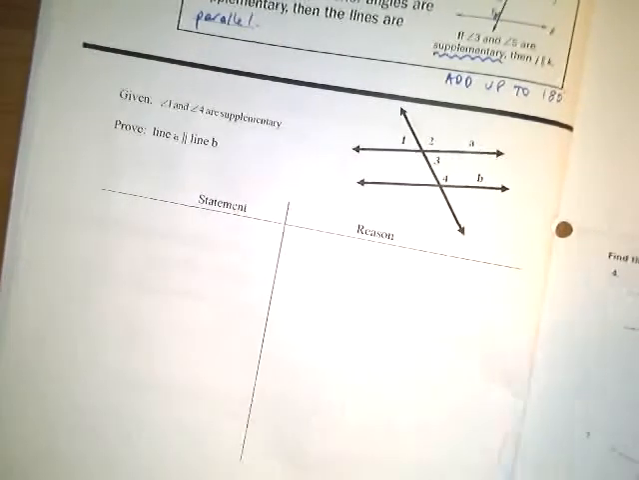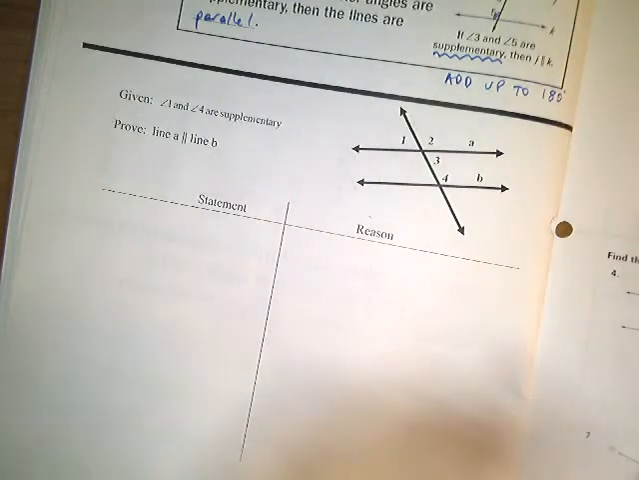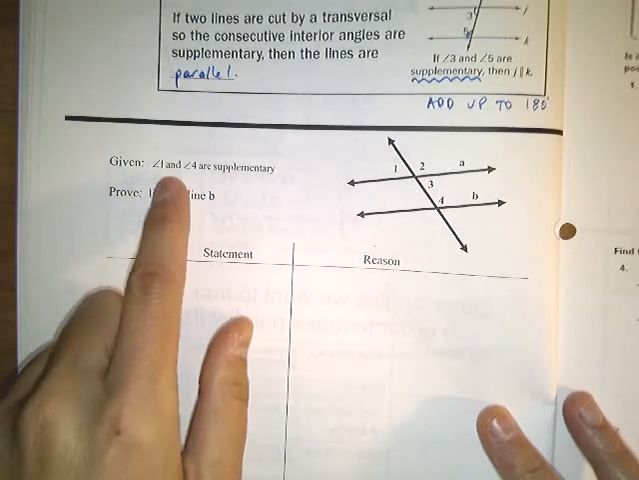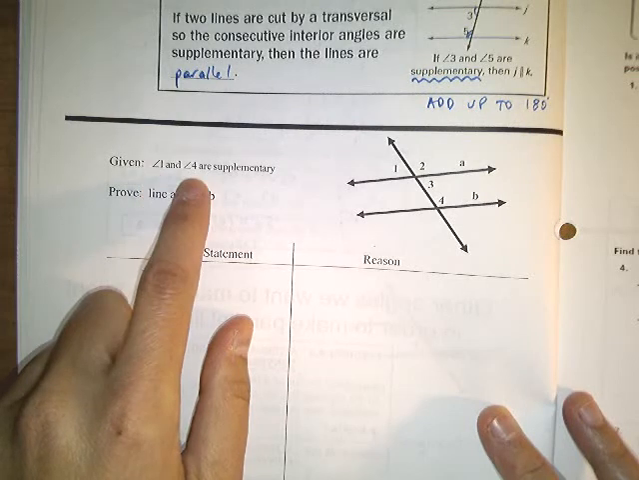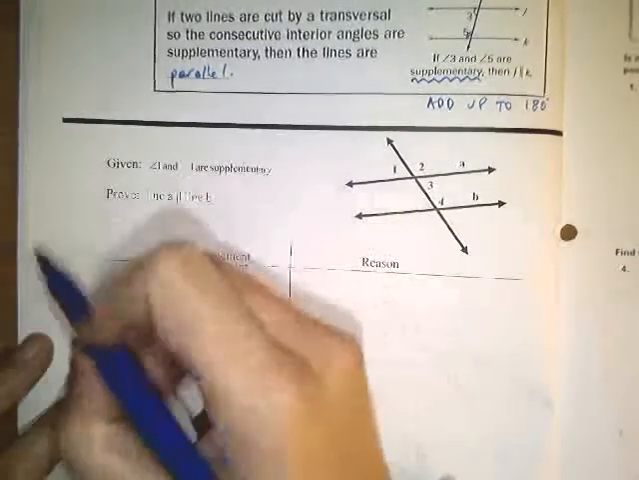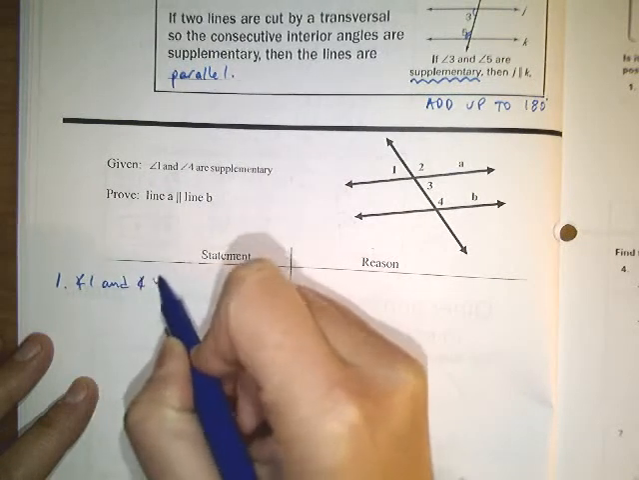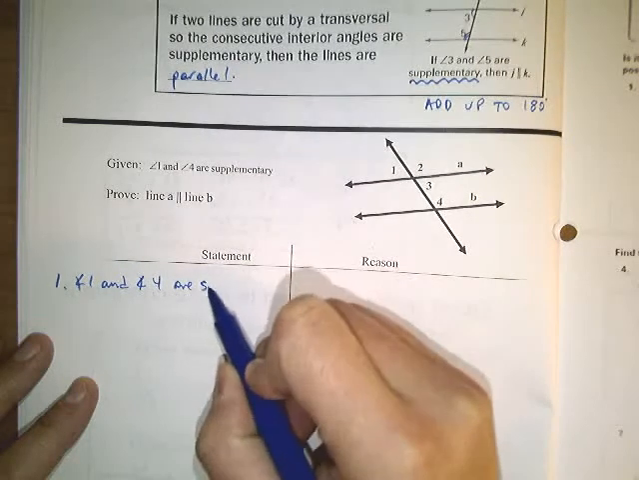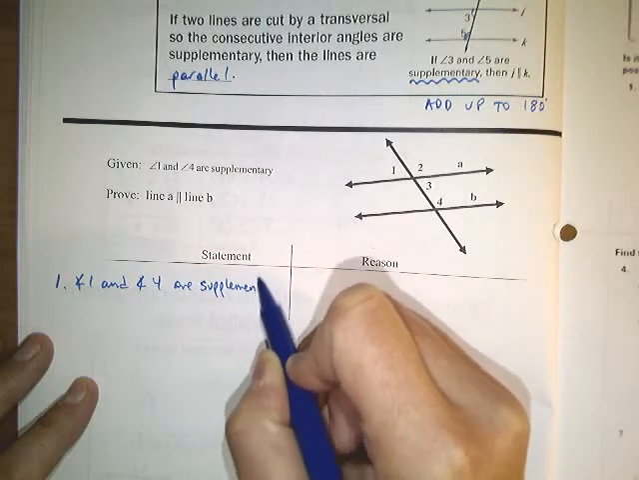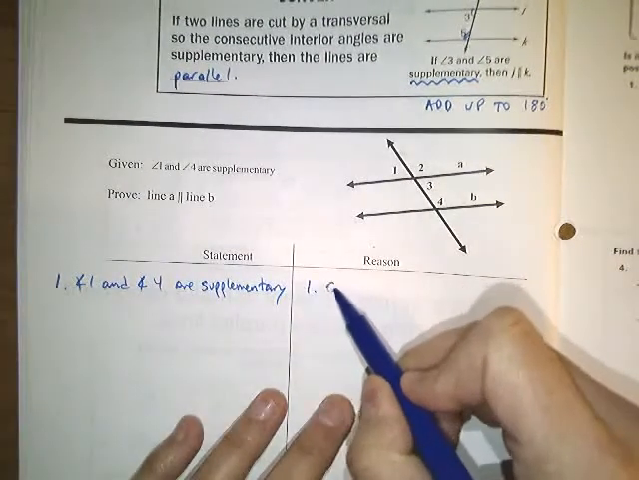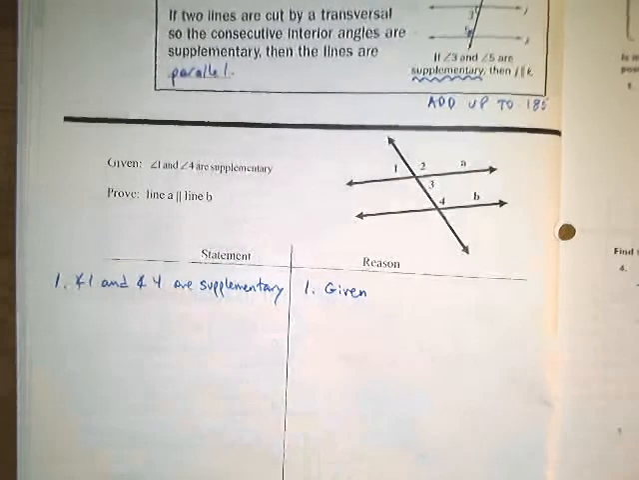So here's a proof that shows that. We've got lines A and B that look like they could be parallel, but we have to prove that, right? That's what we want to logically conclude. And they want to first state that angle 1 and angle 4 are supplementary. So I'm just going to go ahead and write that in my given line. Angle 1 and angle 4 are supplementary. Well, the reason being, it was given to me. I can assume that to be true.